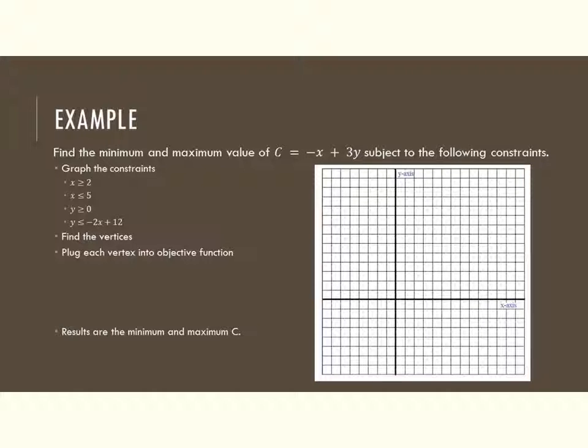In this example, I have written out the steps. You really need to make sure that you have these steps written out. We want to find the minimum and the maximum value for c equals negative x plus 3y. This is your objective function. You don't do anything with it till the end, but you need to know that that's your objective function, which follows these constraints. Step number 1 is you need to graph all your constraints. It could be a couple of them, however many, you just need to graph them all.